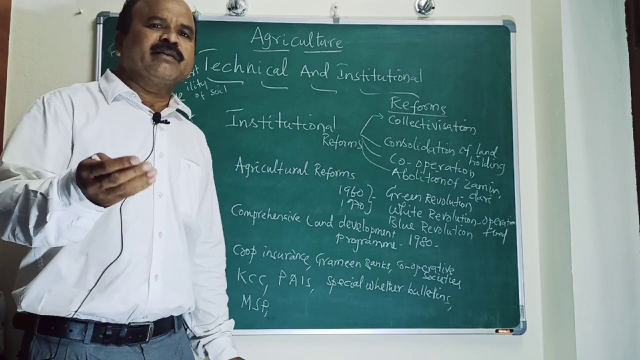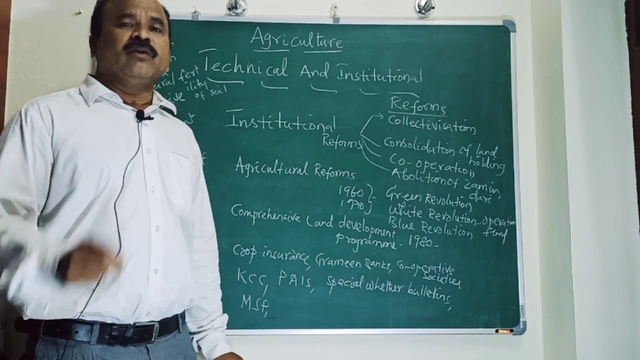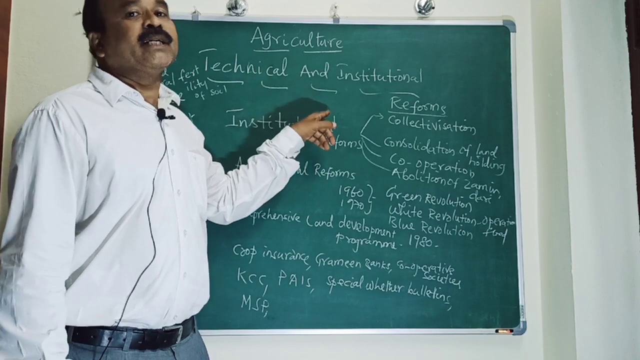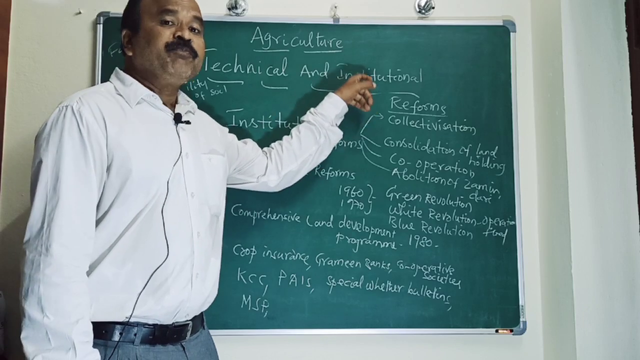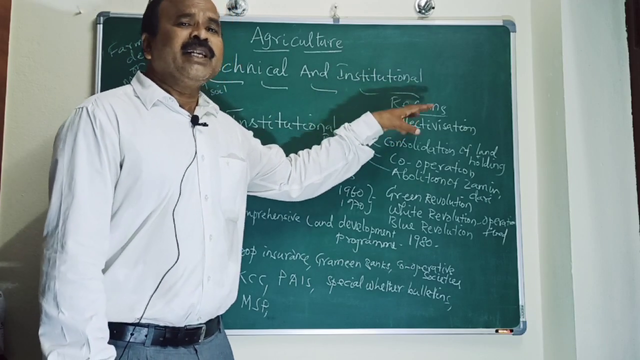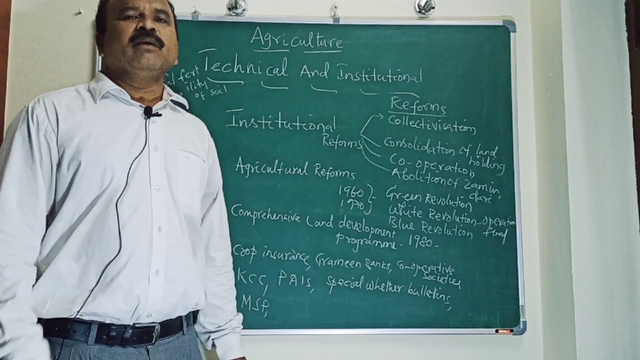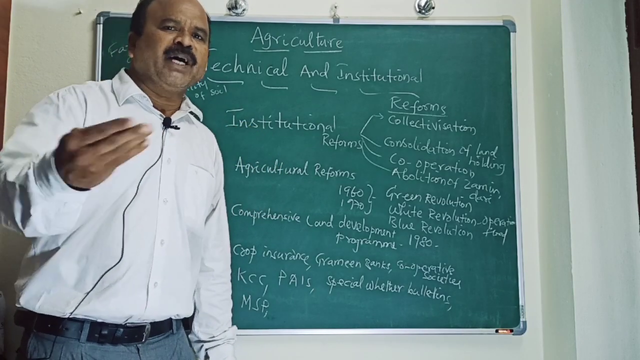So we practiced agriculture for thousands of years without introducing any technical changes in our agricultural practices, without any institutional changes in our agricultural practices. So now the government has taken many steps to develop agriculture.